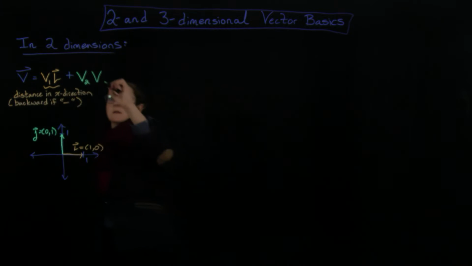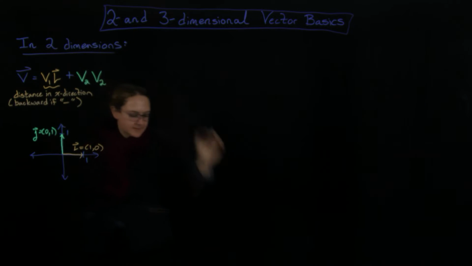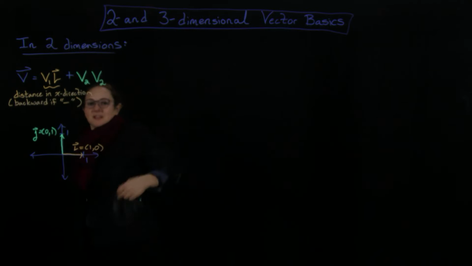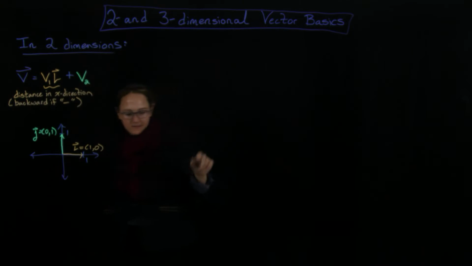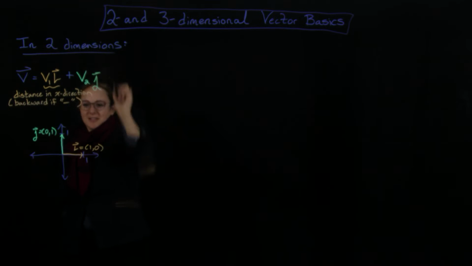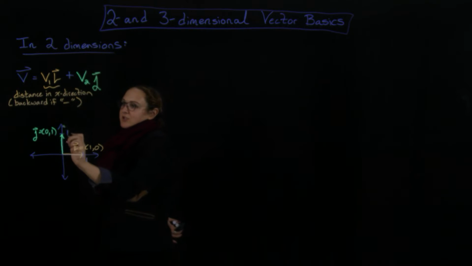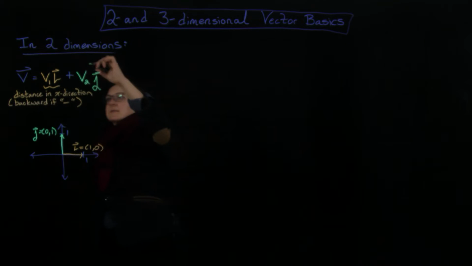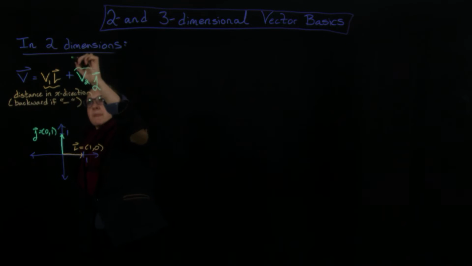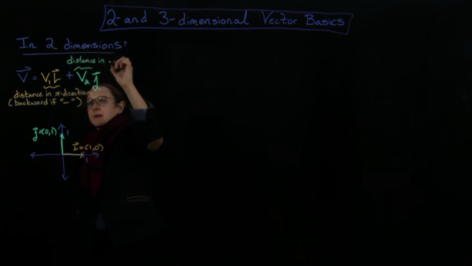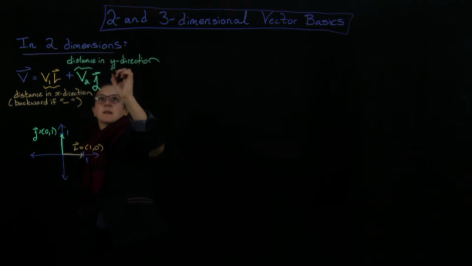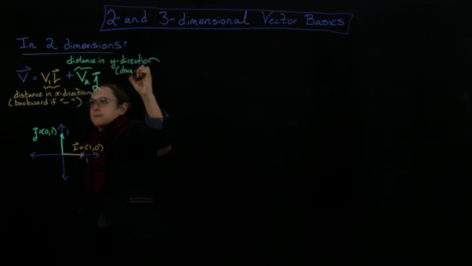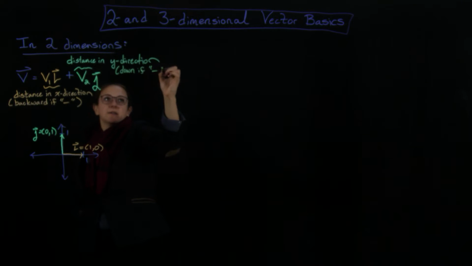So we have v2. Oops, that's not what I wanted at all there. What I want to put was a j like that, because I'm multiplying this direction by j. This tells me the distance in the y direction. And again, it's not surprising at all that I'm going down if there's a minus in front of it.